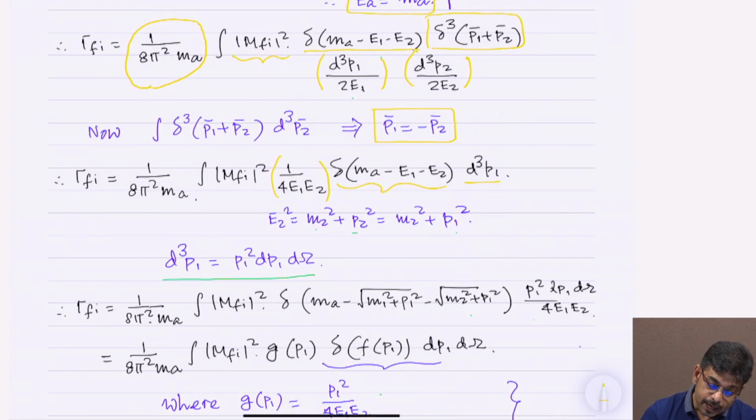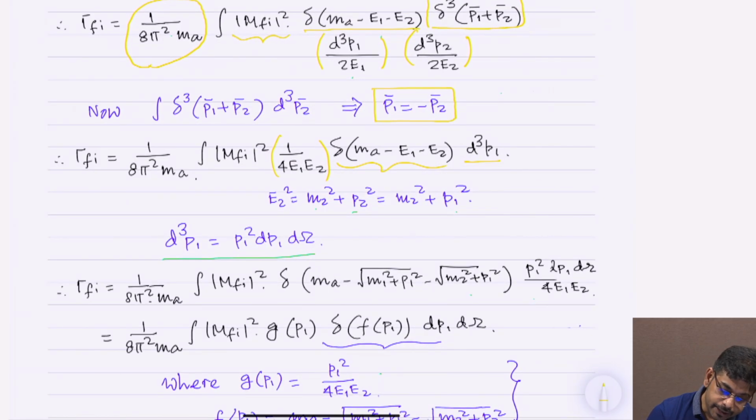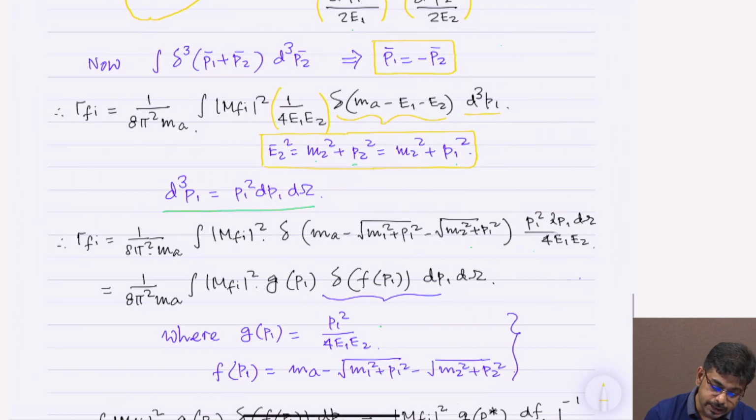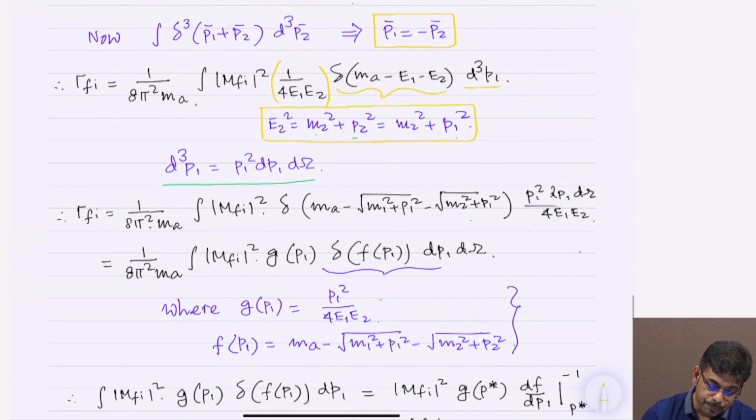And here I must remember that E2² is equal to M2² plus P2², and just because P2 is equal to minus P1, this E2² will be M2² plus P2², which is equal to M2² plus P1². Now, what is d³P1? d³P1 you can also write as P1² dP1 dΩ.